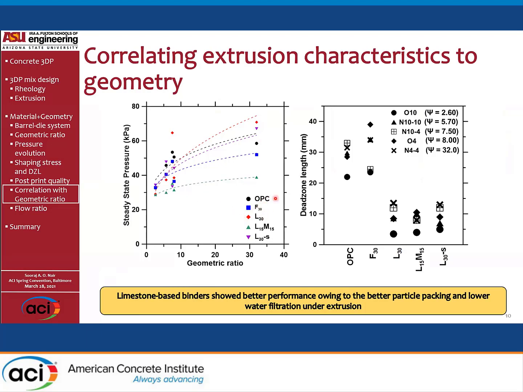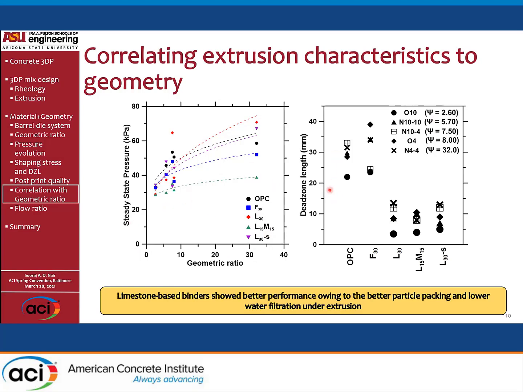And for OPC and fly ash mixes, it's typically very high, even at lower geometric ratio. So even with very open-ended or less constrictive geometries, the non-printable mixes generally show a higher steady state pressure, whereas the printable mixes show a lower one. But for better particle packed mixes, for instance the ternary blend that we used, just like what Dr. Wilson had earlier discussed, there is an invariable response with respect to an increasing geometric ratio, which is shown over here.